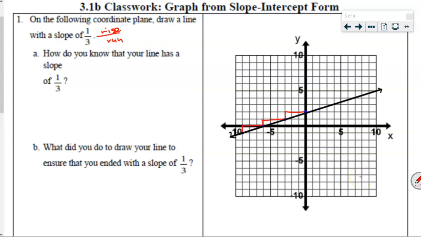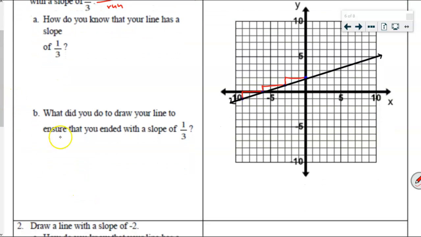How do you know that your line has a slope of 1/3? Did you follow a similar thing to what I did? Rise and run, right? How did we draw that line? 1/3 represents a rise and a run. So pick a point, show a rise of 1 and a run of 3. And how do you know that it has that? We can do it repeatedly, right? You can find crosshair points. And with those crosshair points, we can always find a rise of 1 and a run of 3. It's a great way to summarize that.